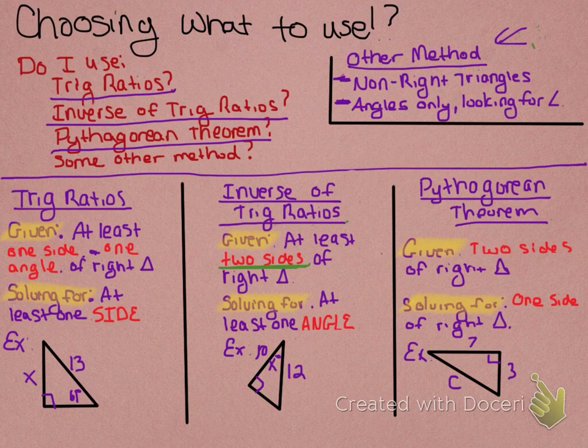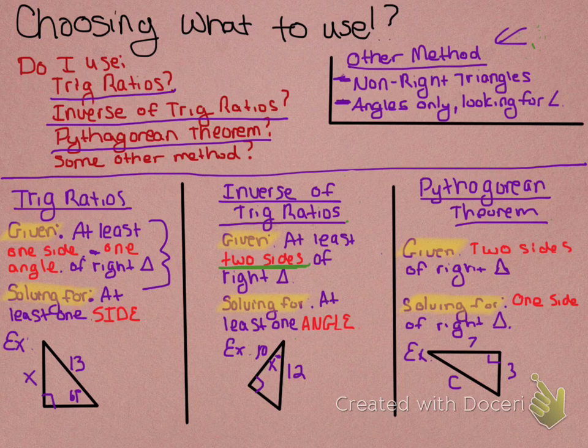So let's look at our three major ones from this unit and talk about what we're given and what we're solving for and how to make our choices. If you are given at least one side and one angle, and you're looking for at least one side, the only way that you could solve it is to use the trig ratios, sine, cosine, or tangent. So you'll see I got an example at the bottom. That's very similar to the ones that you've been doing and that we've been practicing.